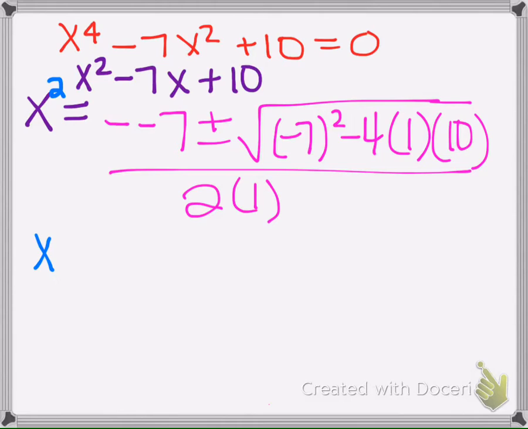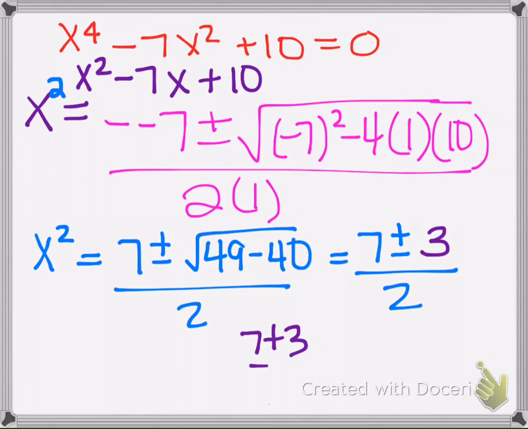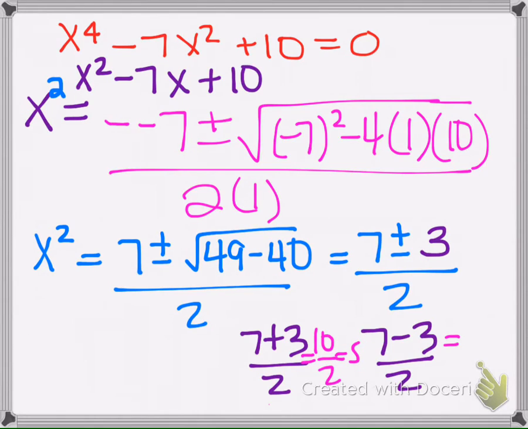So now I'm going to simplify this. Okay, well, the square root of 9 is 3. So then we're going to have 7 plus 3 divided by 2 and 7 minus 3 divided by 2. So here we're going to get 10 over 2, which is 5. So we get 5. And then here we're going to get 7 minus 3 is 4 divided by 2 is 2.